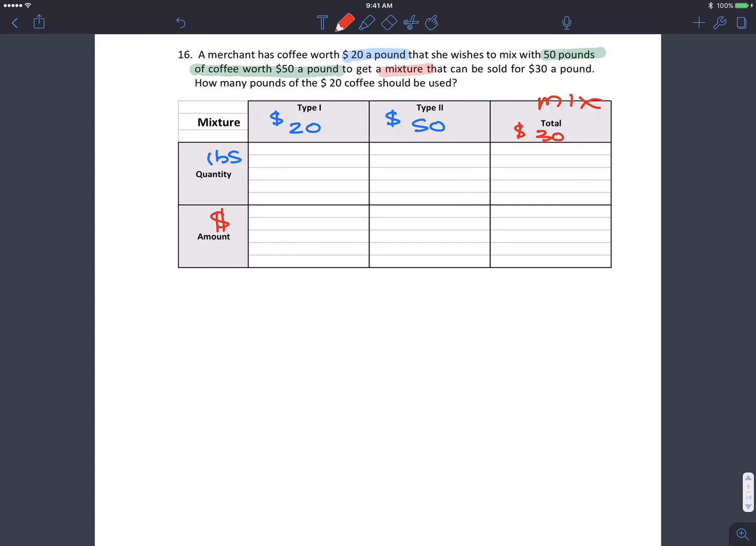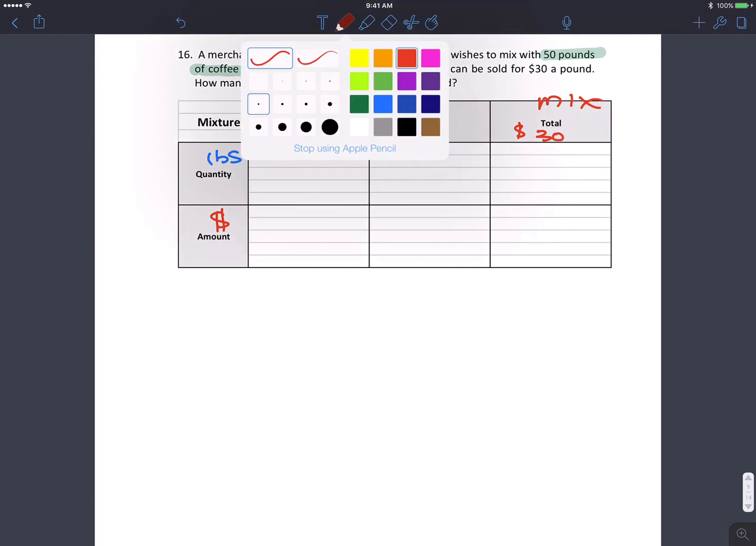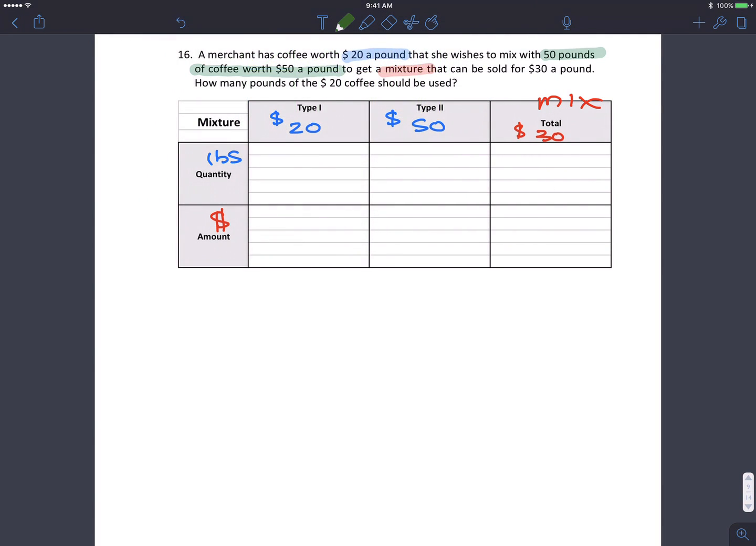Let's think of the quantity in actual pounds. It's going to be silent in some cases, and it's going to be specific in others. If I read that statement, a merchant has coffee worth $20 a pound. She wishes to mix with 50 pounds of a second coffee. So the second coffee, we know specifically she has 50 pounds of that. She's silent with the first one. So let's go back here. I'll put that in green so that we're consistent.